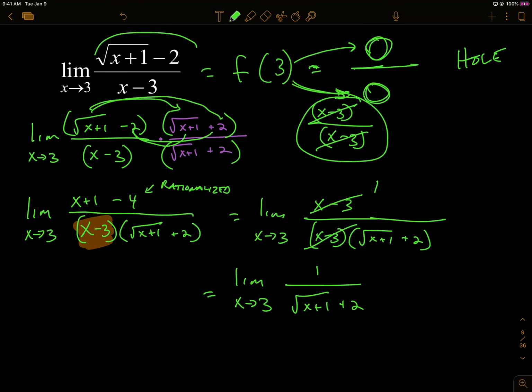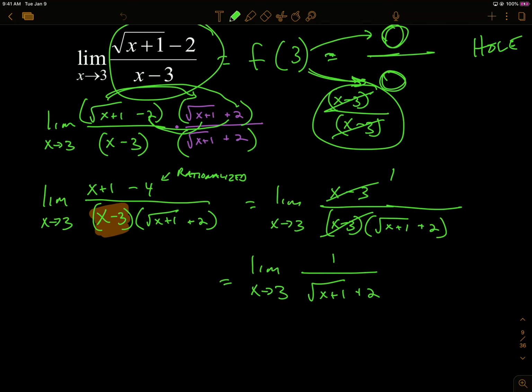This function and this function are exactly the same everywhere, except they differ at the hole, at the target value 3. My iPad just froze. That's awesome. Hold on, let me try to fix that. Okay, I think I got it fixed.